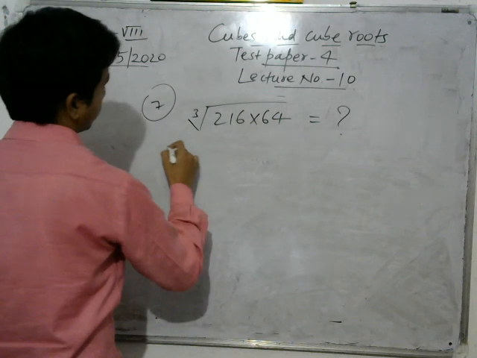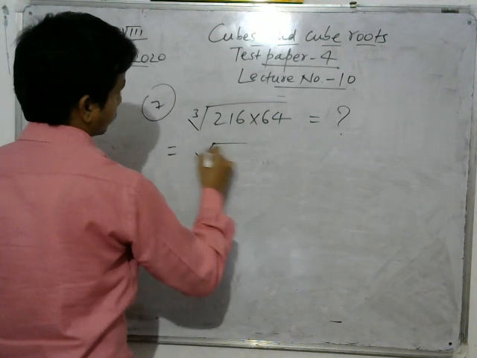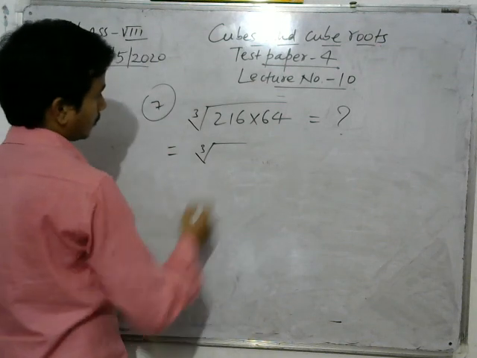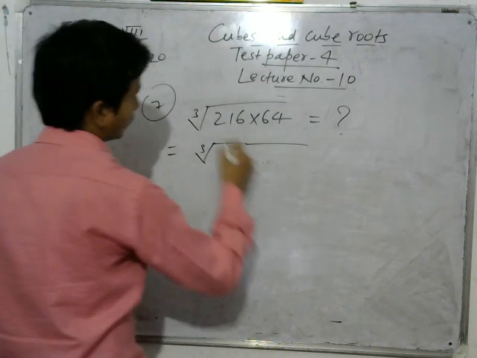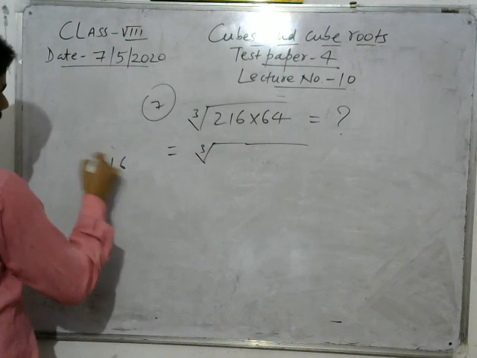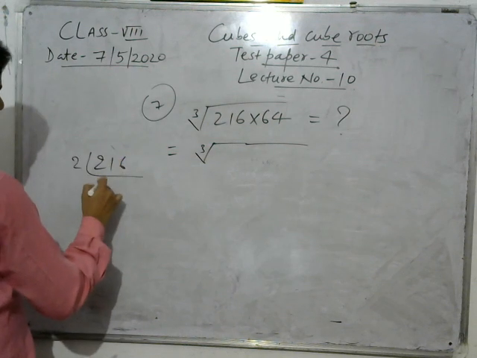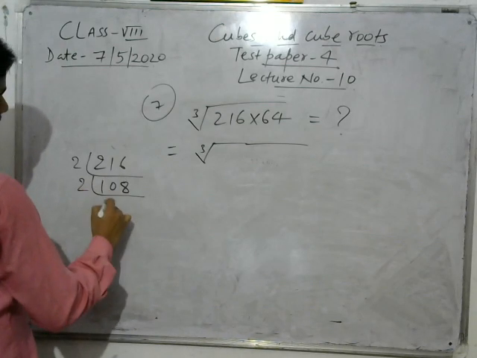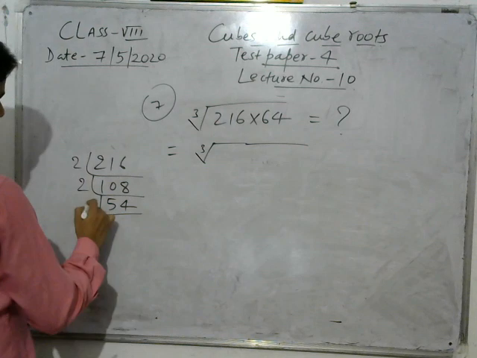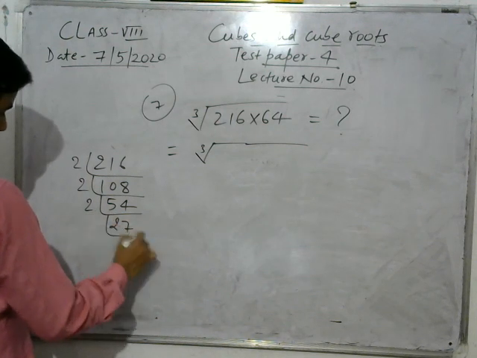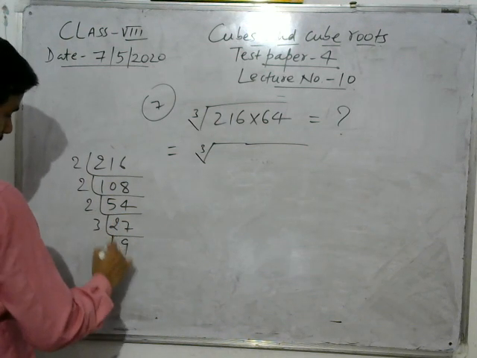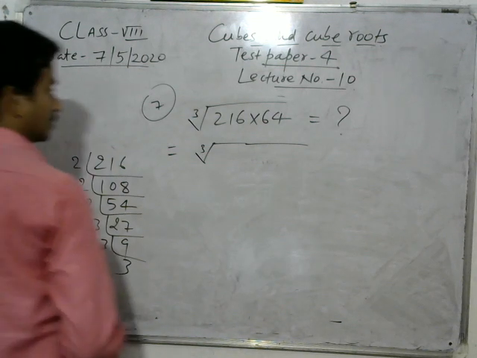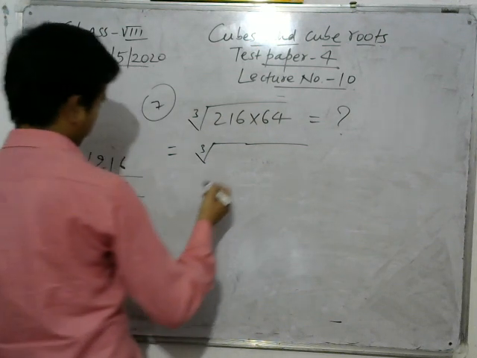Now this will be equal to the cube root of... what will be the prime factor of 216? Find out. 2 times 108, 2 times 54, 2 times 27, 3 times 9, and 3 times 3. So you can solve it.